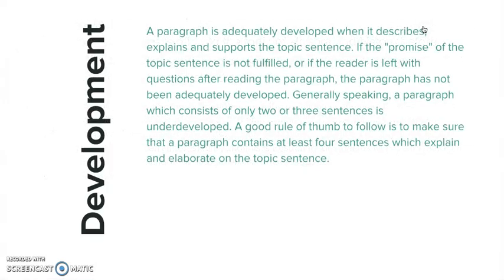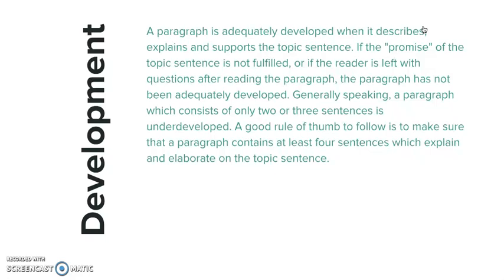Development. A paragraph is adequately developed when it describes, explains, and supports the topic sentence. If the promise of the topic sentence is not fulfilled, or the reader is left with questions after reading the paragraph, it has not been adequately developed. Generally speaking, a paragraph which consists of only 2 or 3 sentences is underdeveloped. A good rule of thumb to follow is to make sure that a paragraph contains at least 4 sentences which explain and elaborate on a topic sentence.